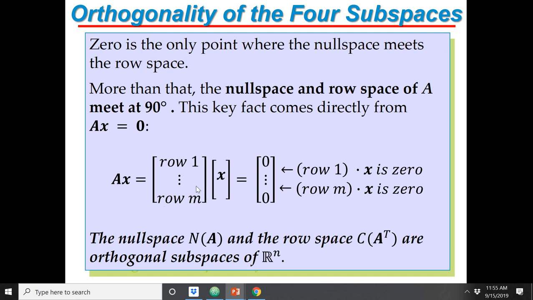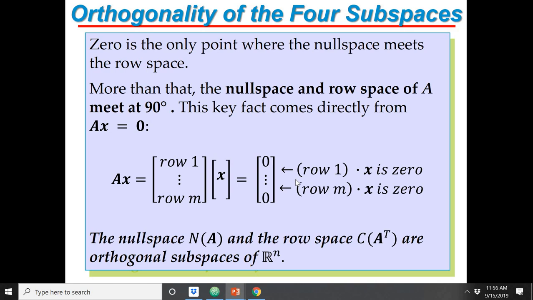Well, you know, this is row 1, row M, so if I take the AX, the first row, row 1 inner product with X, I get 0. Second row with X inner product is 0. You can immediately see that every row of A is orthogonal to X, which is in the null space. So X is orthogonal to every combination then of the rows. So X is orthogonal to the row space itself. So there it is. The null space is orthogonal to the row space, and both are subspaces of Rn.